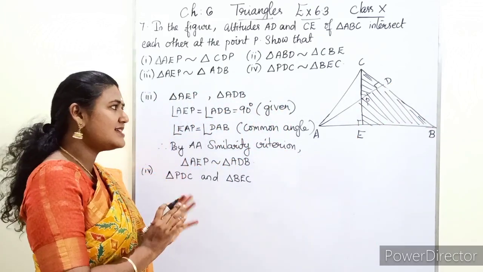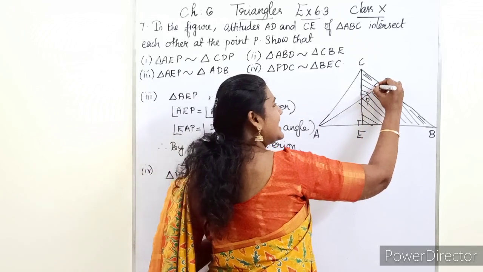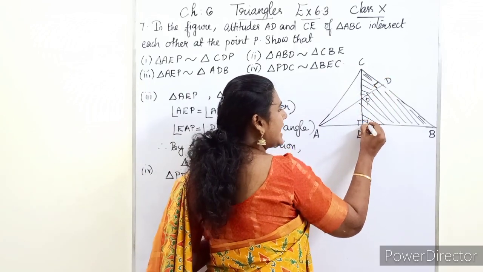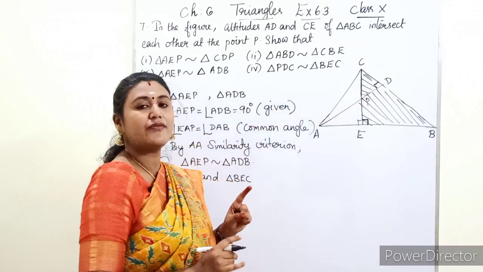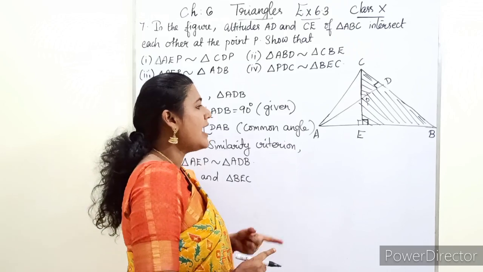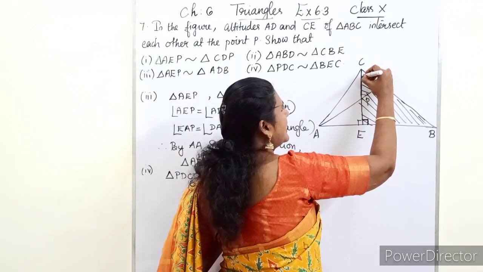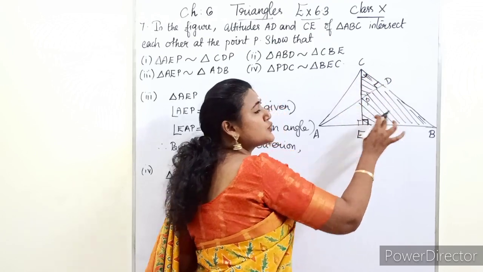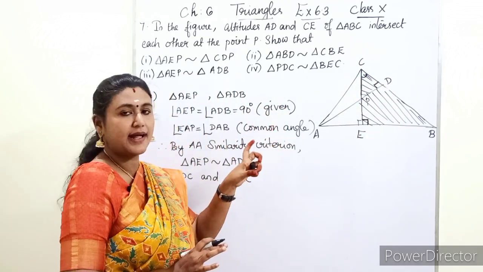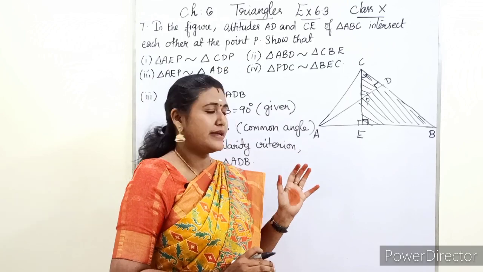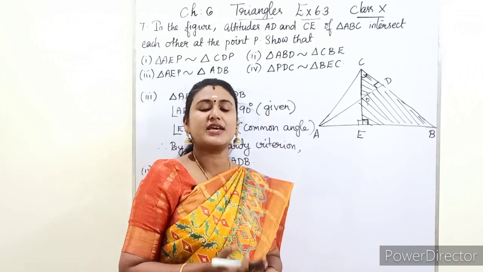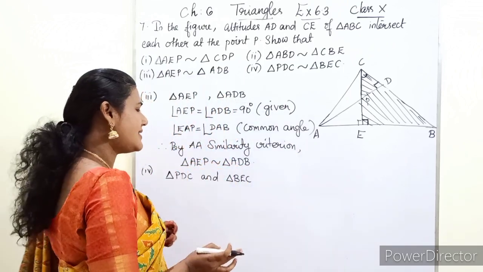So here in this case also, if you see this angle and this angle are 90 degree, so we got one angle equal, and here which is the common angle? The C is the common angle for both these two triangles. So C is the common angle. So by AA similarity criteria, we can say that these two triangles are similar.